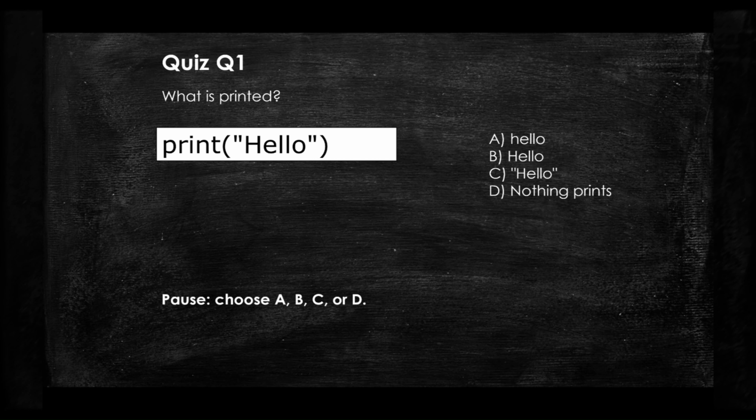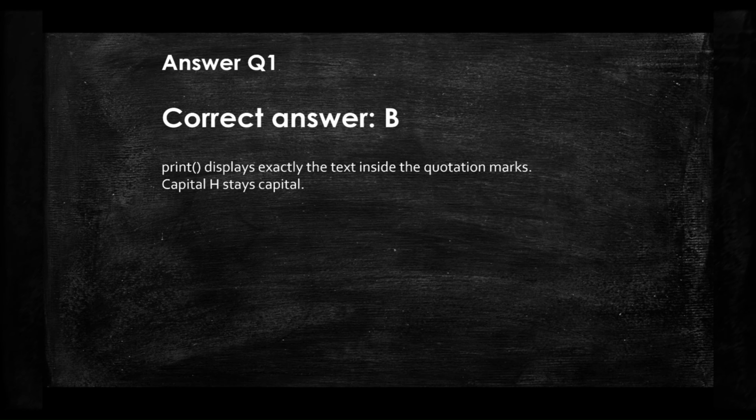Quiz question 1. What is printed? And the answer is B. Print displays exactly the text inside the quotation marks. Capital H stays capital.